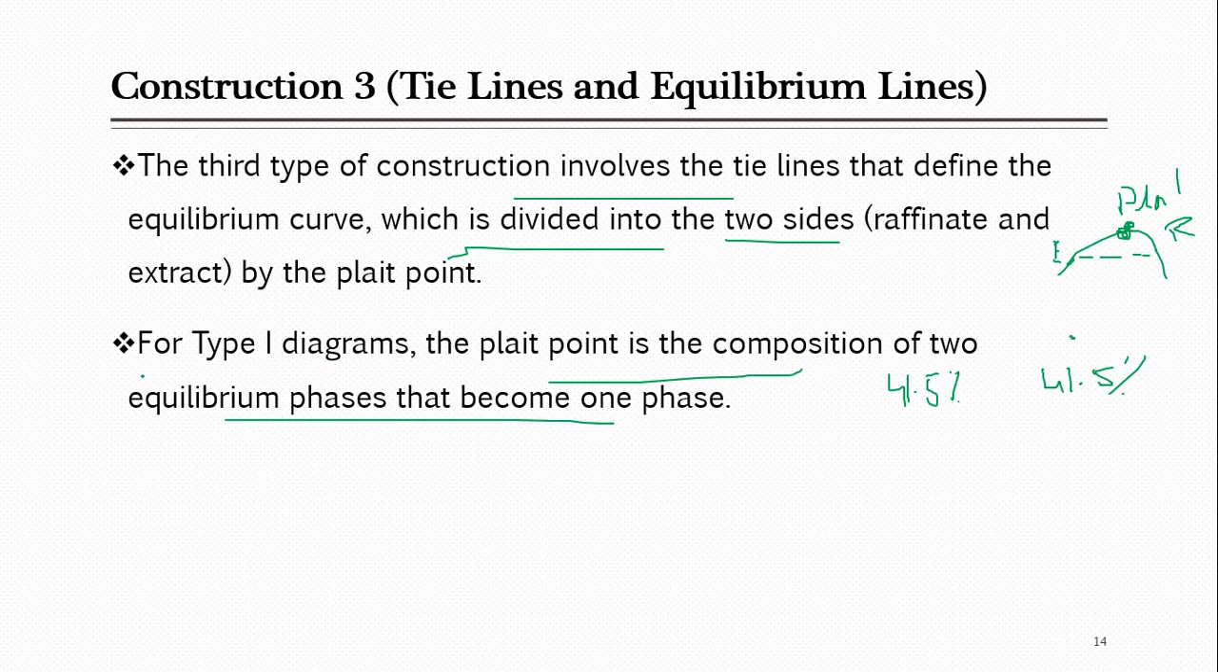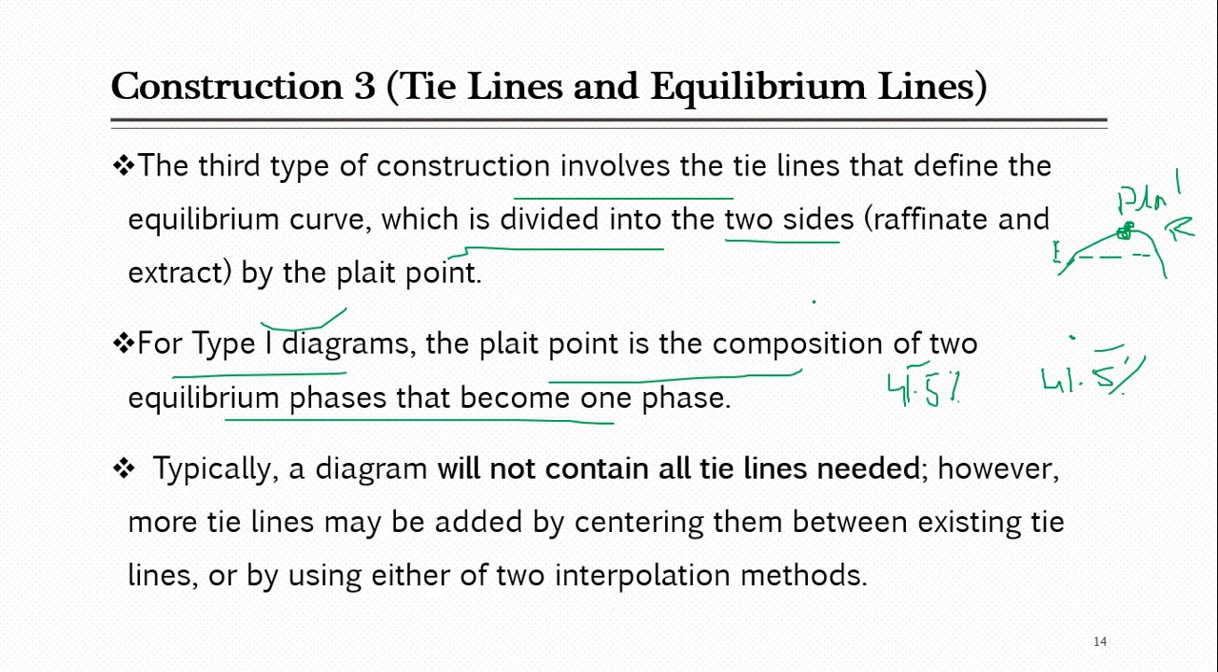So he is describing the same here, that for a type 1 diagram the plait point is the composition of two equilibrium phases. This was the composition of ethylene glycol in furfural, and this was ethylene glycol in water. For both there is only one point, so that's the same point, and that's the plait point. That's the point located in a type 1 diagram, which separates raffinate and extract. And as we discussed at the start of today's lecture, type 1 diagrams have a plait point, but others do not. Type 2 does not have a plait point.